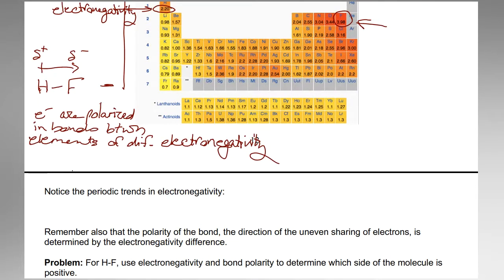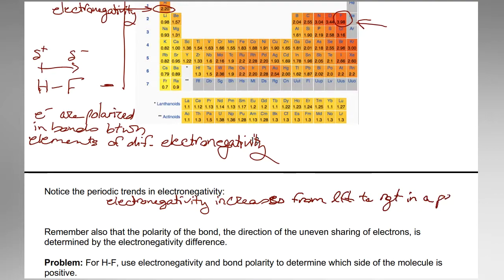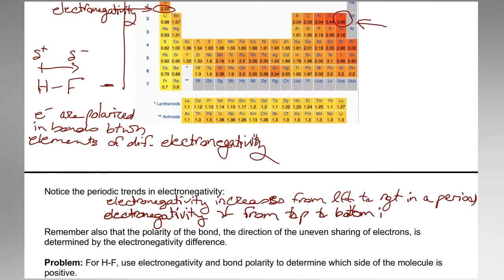So let's summarize those periodic trends in electronegativity. Electronegativity increases from left to right in a period. Electronegativity decreases from top to bottom in the same group.